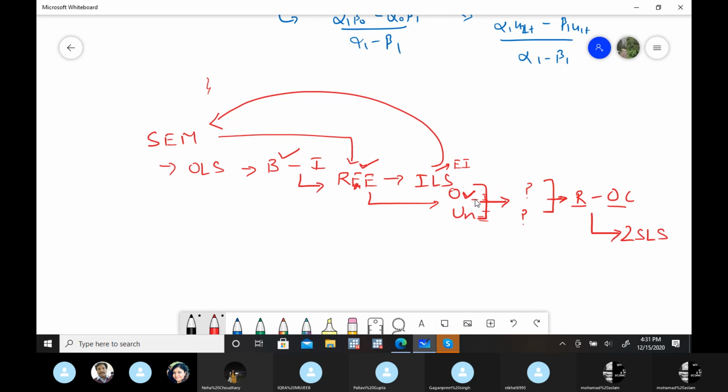But first, how can we identify this simply from the equation, without first converting into a reduced form equation and then seeing whether it's over-identified? We have a simple solution for that, which we call the rank and order condition. With the rank and order condition, we can find exactly whether an equation is exactly identified, over-identified, or under-identified. That we will do tomorrow, rank and order condition.